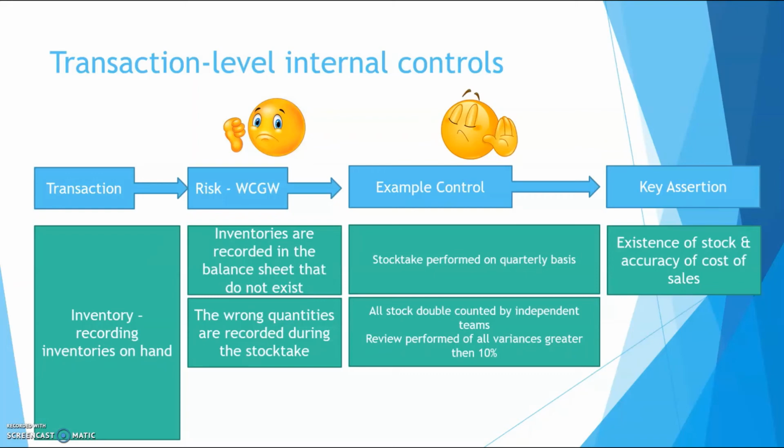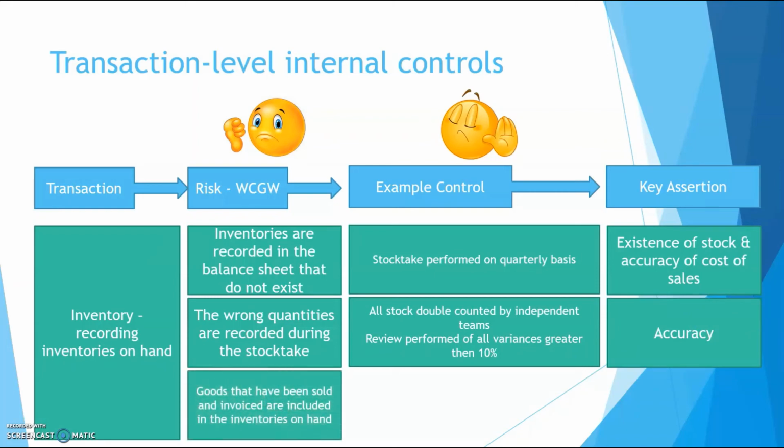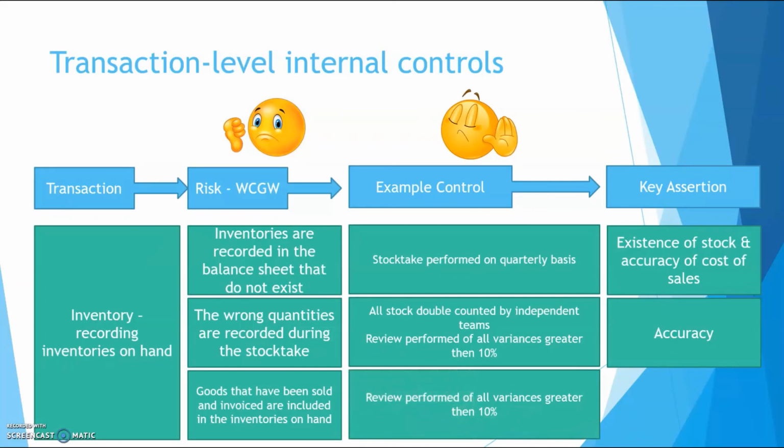Alternatively, generally you know roughly how much stock's left. There's meant to be 10 left. The team counts 2. You get a variance of greater than 10%, another person goes and double checks that count. What assertions? Accuracy. Our last what can go wrong, goods that have been sold or invoiced are included in the inventory on hand. How do we stop that? Review performed on all variances greater than 10%, and your assertion is accuracy and cutoff.